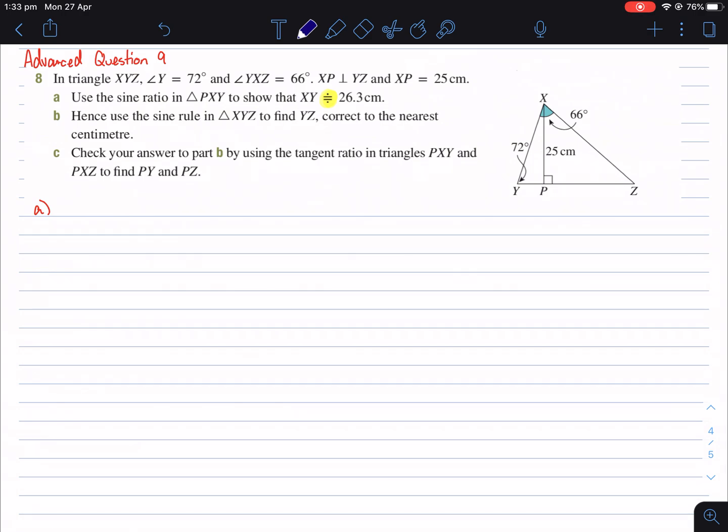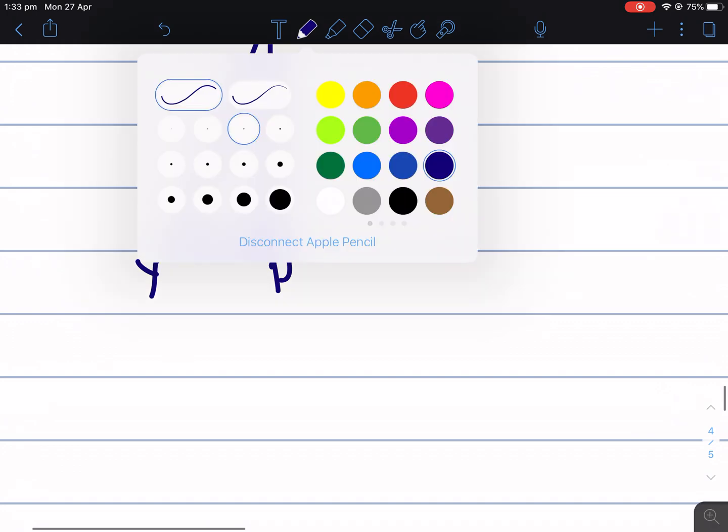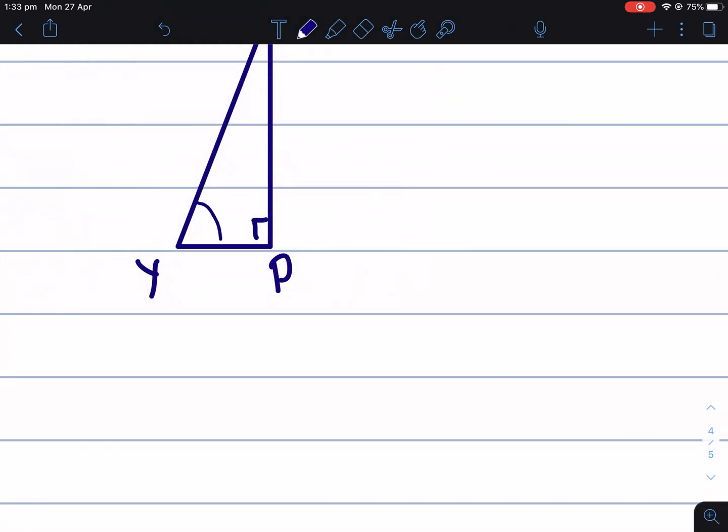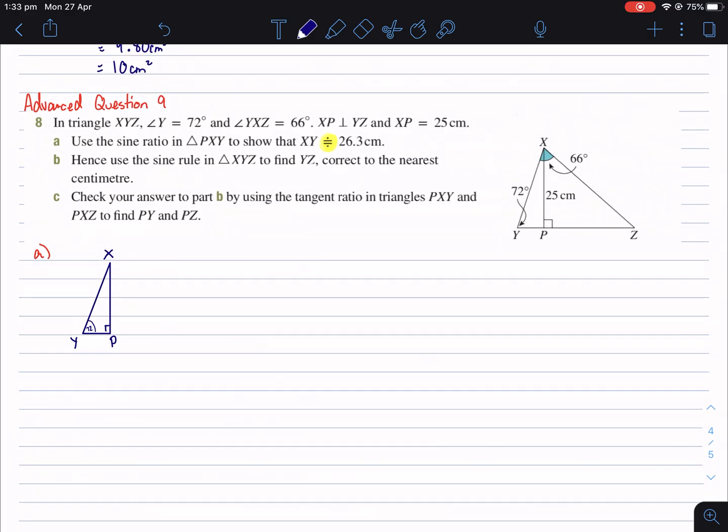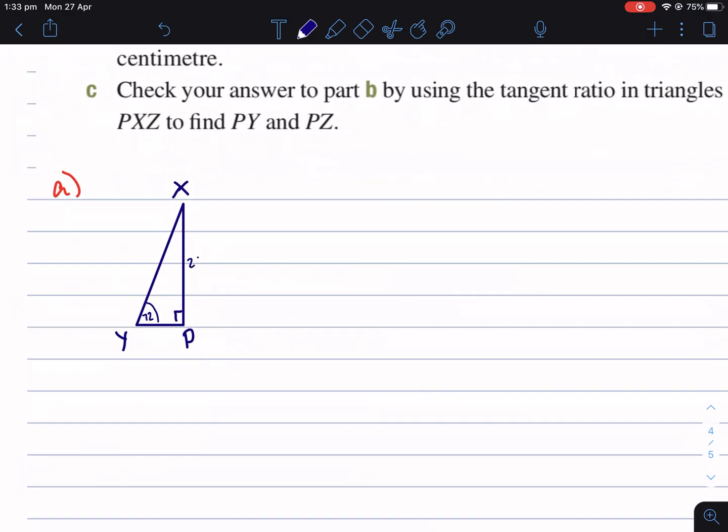Triangle PXY. So that's this small one on the left-hand side. I'm just going to draw it out. It's always a good idea, if you're facing a complicated looking problem, to draw out the triangle separately. We know this is right at 90 degrees, and put any extra information you can in it. So for example, I know this is 72, and I know this is 25.